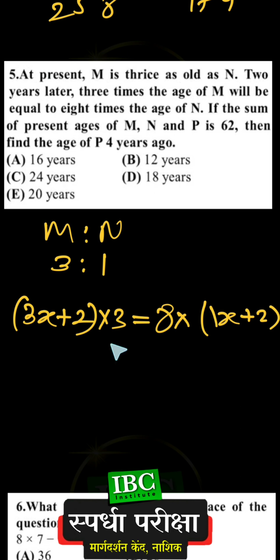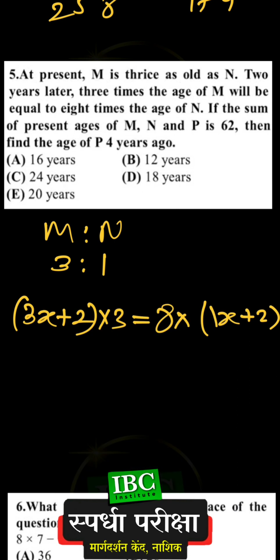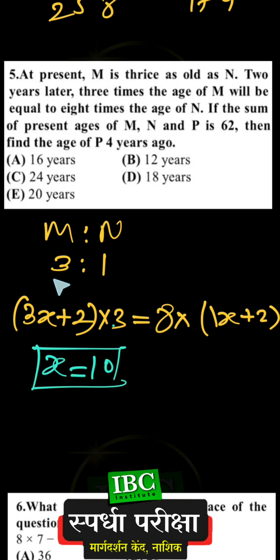Okay, we have to solve the equation. So 3 3s are 9, and 8 1s are 8. So 9 minus 8 is x only. 3 2s are 6, and 8 2s are 16. 16 minus 6 is 10. So we got the value of x, which is 10, and we have to put this value into M and N. After putting this value in M and N, you will get the values 30 and 10.